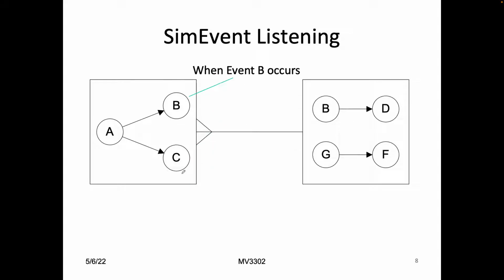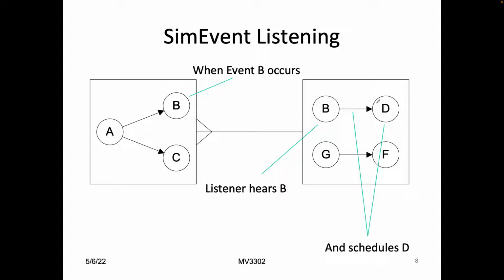At some point, as the event list is processing things, event B is going to occur, and when it occurs, the listener is going to hear that. In this case, because it heard an event that it has, it will just process things the way it has. If it has a state transition, it'll perform that state transition and then schedule whatever events it has. In this case, it'll schedule one event D.